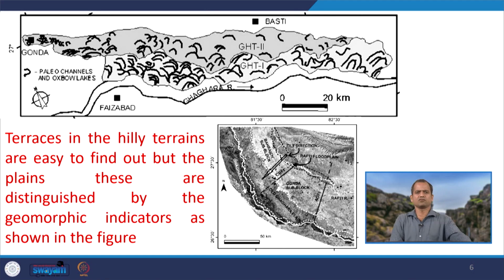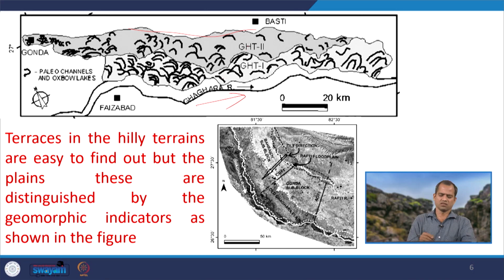In this case, we use the remote sensing image, and particularly the geomorphological features available on it, to determine the different terraces. For example, if you see, this is the Ghagra river which is flowing here, and here we identified 2 terraces. And how can the 2 terraces be determined?